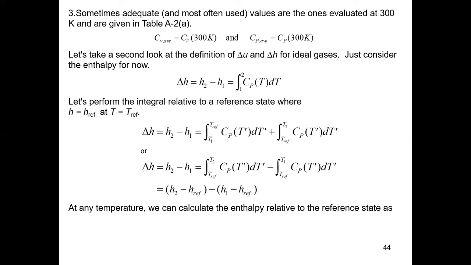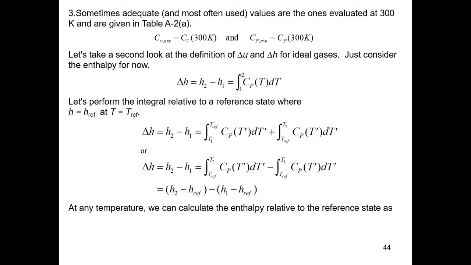Definition of delta U and delta h for ideal gases. Just consider the enthalpy for now. The change in enthalpy is h2 minus h1, which is the integral of Cp(T) dT, the specific heat at constant pressure, a function of temperature. So let's perform the integral relative to a reference state where h is equal to h reference and T is equal to T reference. Actually they're breaking it into two parts. First part, you're going from T1 to T reference. Second part, you're going from T reference to T2.